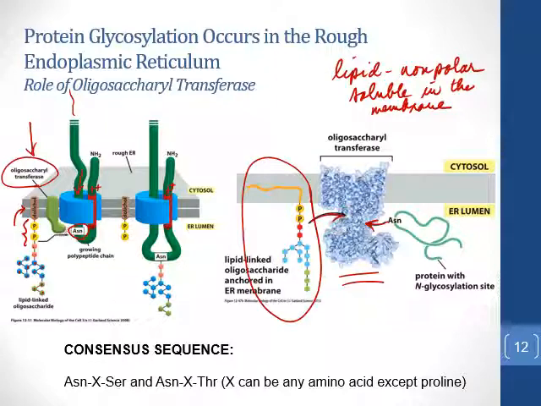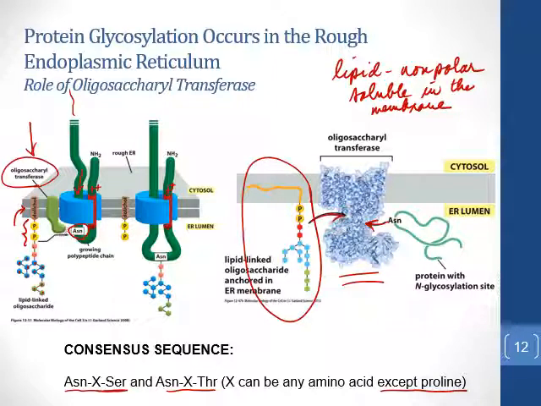Now, before we move on, there are a couple things that we need to note. One, not every asparagine is going to have an oligosaccharide added to it. It has to be asparagine, X, and then serine, or asparagine, X, and then threonine. X can be anything except proline. So that's the consensus sequence. Remember, that word consensus means agreement. So that means every time you see an oligosaccharide added to an asparagine, there's agreement that this is what the sequence is going to be.